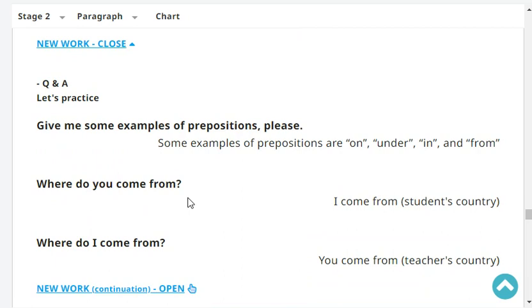Let's practice. Give me some examples of prepositions, please. Some examples of prepositions are on, under, in, and from.